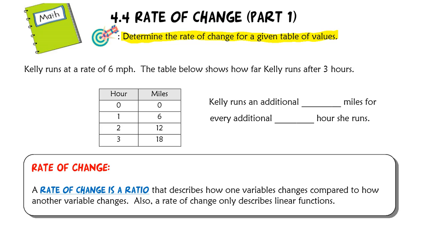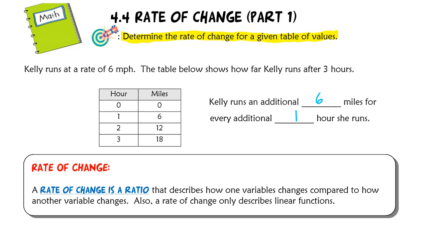It says that Kelly runs at a rate of 6 miles per hour. The table below shows how far Kelly runs after 3 hours. In other words, after 0 hours, she's run 0 miles. After 1 hour, she has run 6 miles. After 2 hours, now she's run a total of 12 miles, and after 3 hours, she's run a total of 18 miles. So from our table, we can see that for every increase in an hour, she runs 6 more miles. So to fill in the blank here, it says Kelly runs an additional 6 miles for every additional 1 hour that she runs.